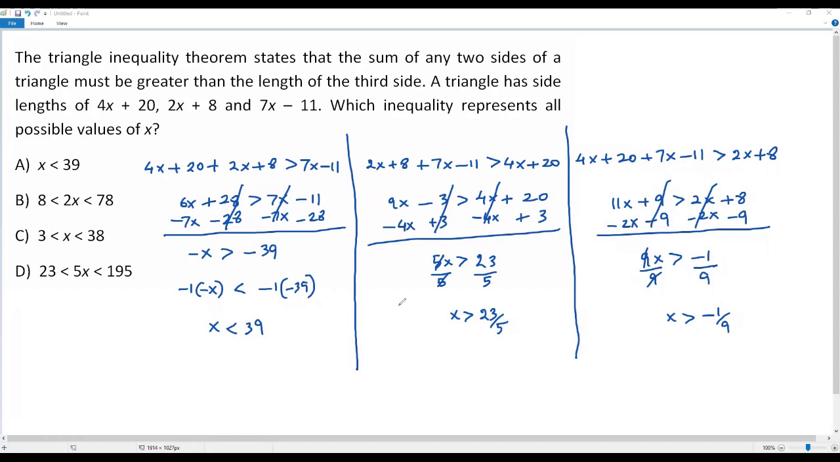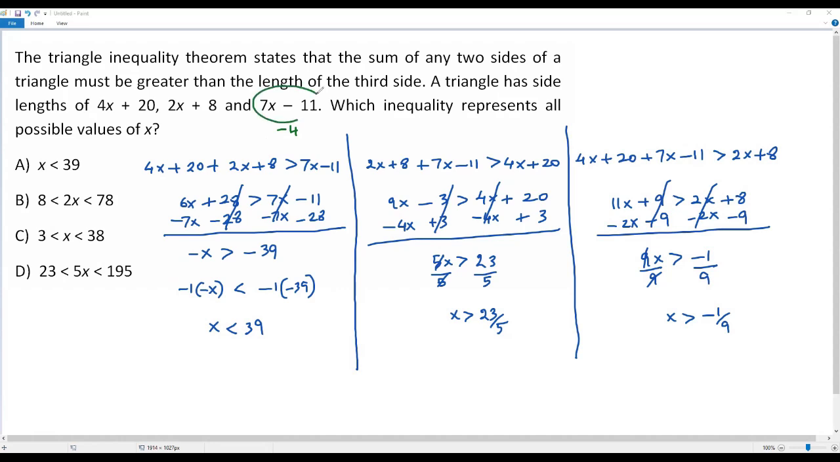Here I got three results when I applied the triangle inequality theorem for the given three side lengths. Particularly, when I consider the third result, that x is greater than -1 over 9, we have both negative values and positive values for x. Let's consider the length of the third side, that is 7x - 11. What can be the possible value of x here? The value of x has to be greater than 1, because if the value of x is equal to 1 or less than 1, then this part will become negative. For example, if I consider x equals 1, then 7 times 1 is 7, and 7 - 11 is -4.